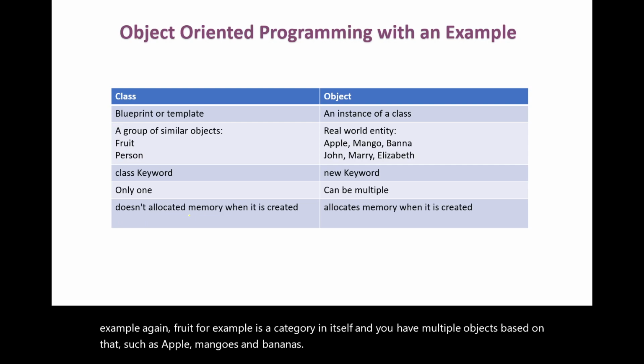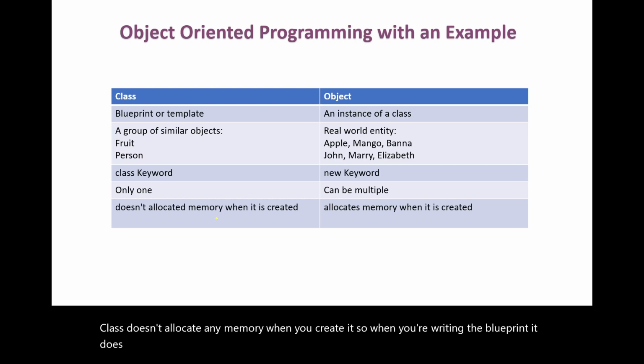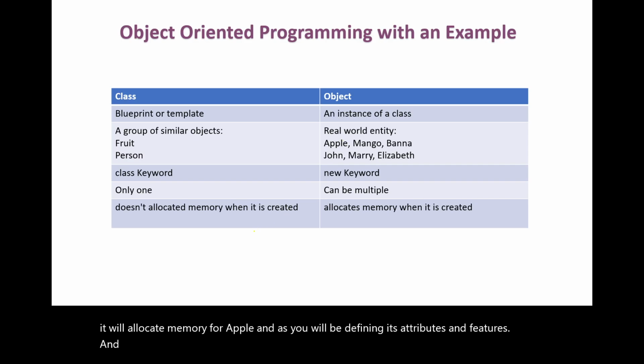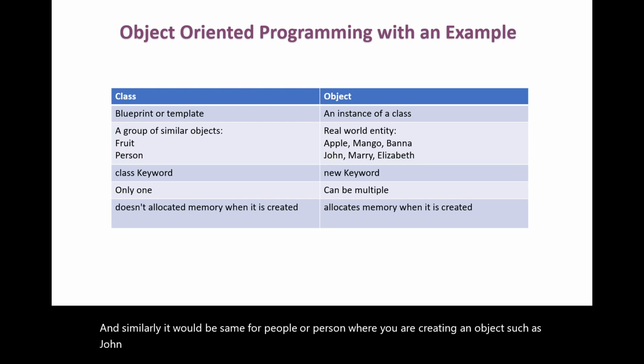A class doesn't allocate any memory when you create it. So when you're writing the blueprint, it does not allocate any memory when you create it. But for objects, it does allocate memory. So it will allocate memory for apple, as you will be defining its attributes and features and so on. And similarly, it would be the same for a person, where you are creating an object such as John, who has his own attributes and has his unique functions.